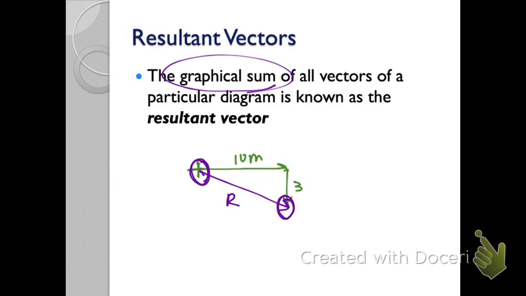So it's the graphical sum. It's the weighted average, whatever you want to call it. It's the final bird's eye view from our starting point to our ending point. That would be called our resultant vector.